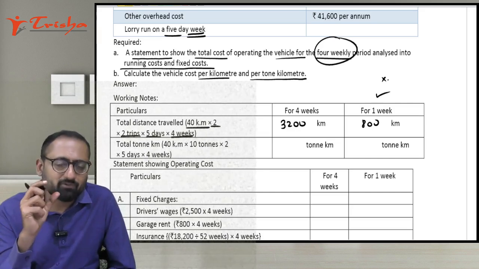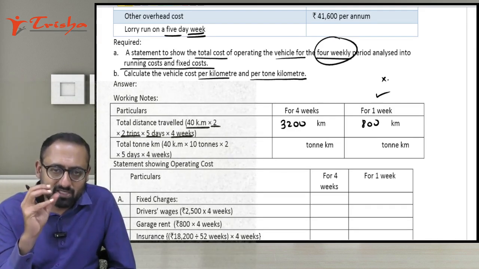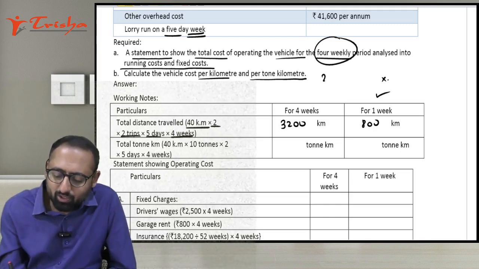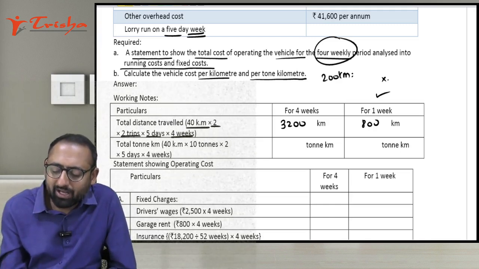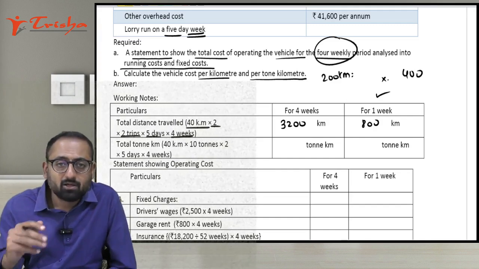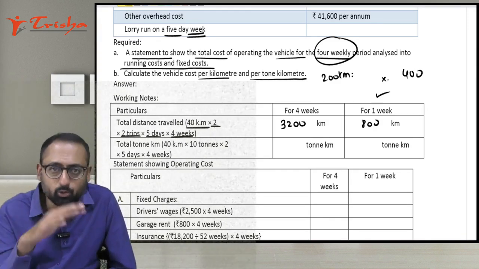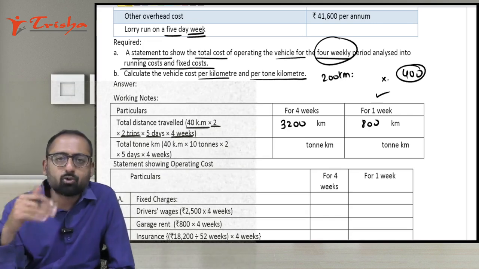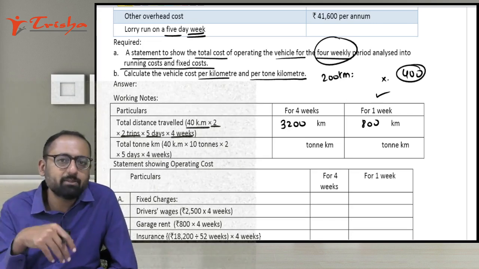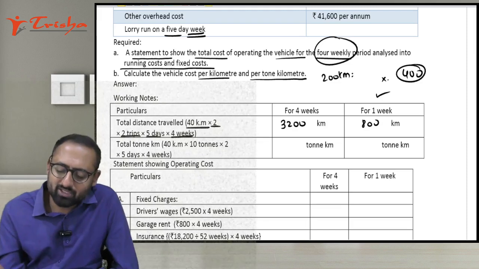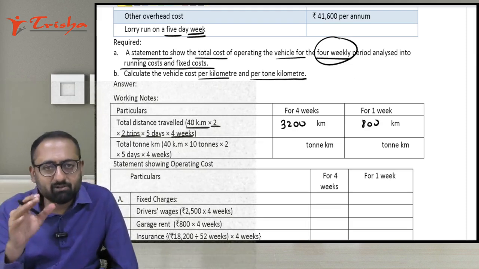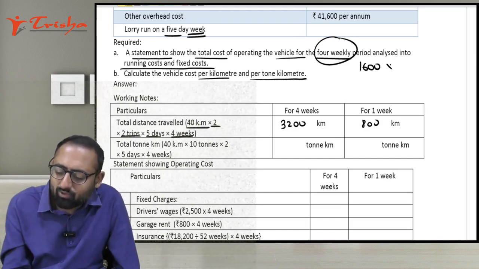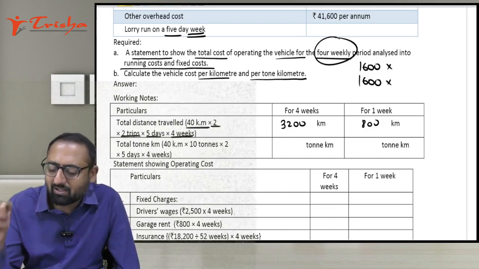Suppose the distance between Pune and Mumbai is 200 kilometer, and you are traveling a total of 400. Obviously 200 for Pune to Mumbai and Mumbai to Pune 200. So total distance travelled will be 400. So outward journey will be 200 and return journey will be 200. Same logic is applied here. Total distance travelled will be 3,200. Out of that 3,200, 1,600 is outward journey and 1,600 is return journey.